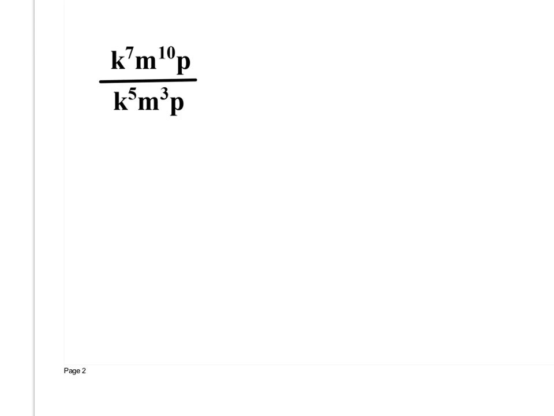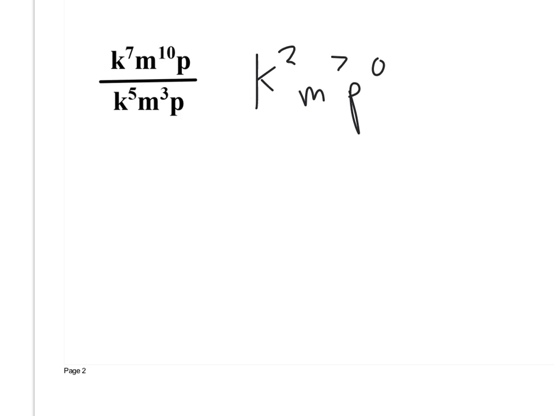Here you've got k to the 7th, m to the 10, p, divided by k to the 5th, m to the 3rd, p. So I do k, and I do 7 minus 5. I'm dividing bases, so I subtract that. So 7 minus 5 is 2. 10 minus 3 is 7. What's 1 minus 1? 0.